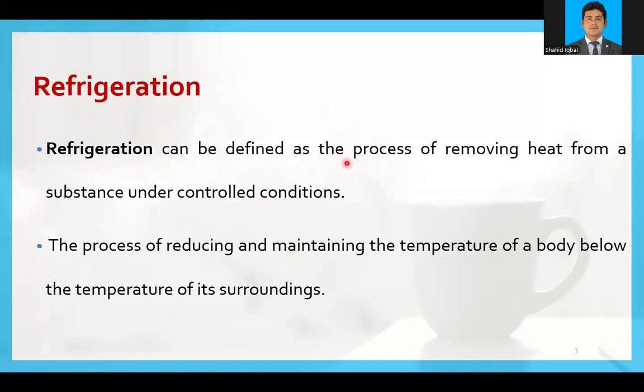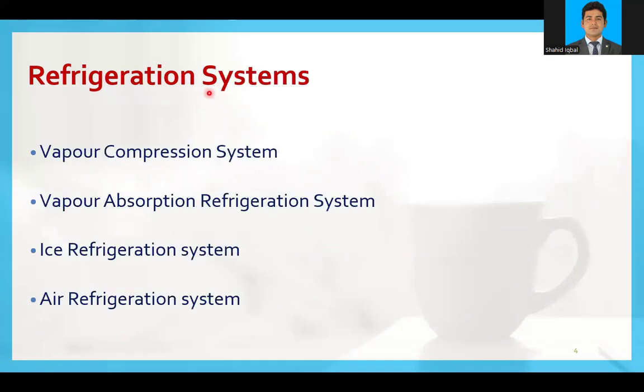Refrigeration can be defined as the process of removing heat from a substance under controlled conditions. So these controlled conditions actually stand for pressure, temperature, and humidity of the indoor conditions and outdoor conditions. The indoor conditions are the temperature, humidity, and pressure of the confined space, and the outdoor conditions belong to the pressure, temperature, and humidity of the atmospheric air. The process of reducing and maintaining the temperature of a body below the temperature of its surrounding is also known as the definition of refrigeration.